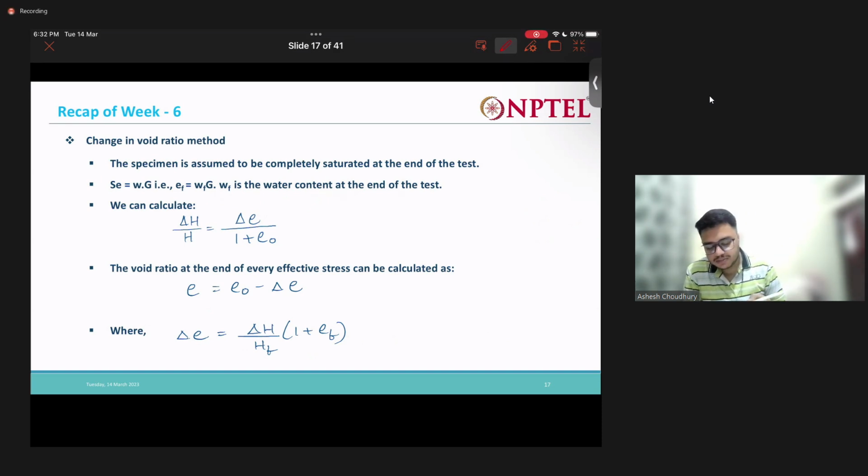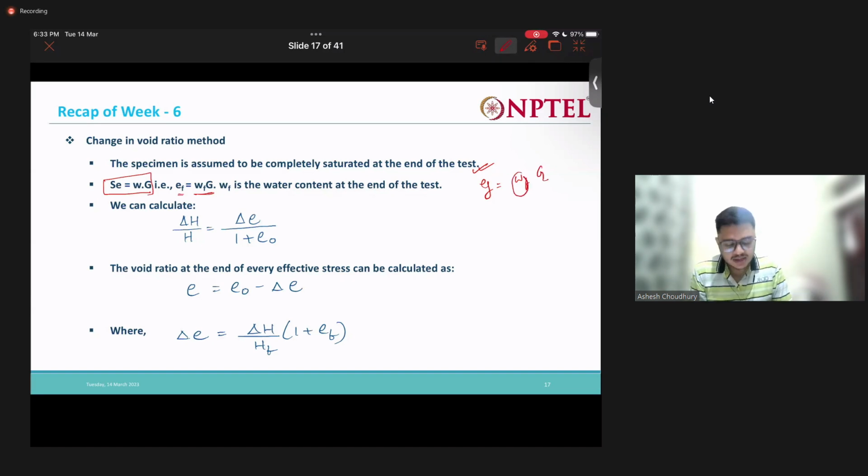So it is assumed that my specimen is completely saturated at the end of the test. We are assuming that my sample is completely saturated at the end of the test. Now we know this relation, S e = w G. So e final, at the end of the test, will be given by this, as we are putting S equal to 1. So my void ratio at the end of the test will be given by the water content at the end of the test into G.